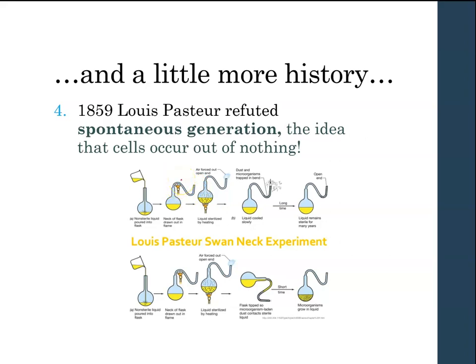This basically killed any living organisms that were living in that flask. And then he heated up the solution, so he sterilized the solution, killing all living organisms. Well, when he did that, nothing grew in there. So by sterilizing this swan neck flask, he was getting rid of all microorganisms, and then nothing could grow in that liquid because nothing could get there.